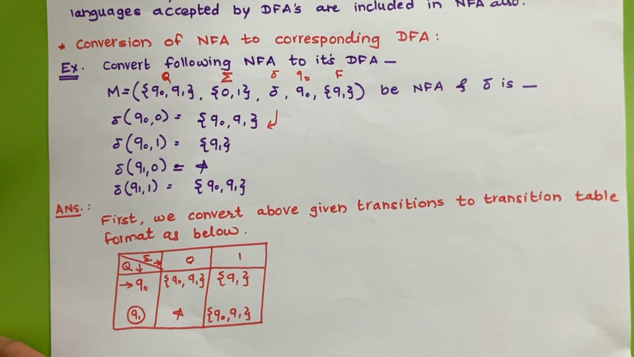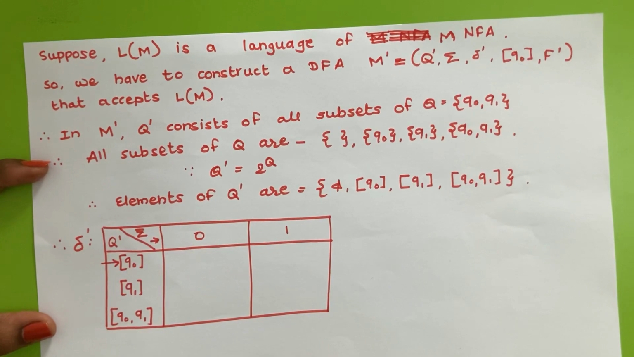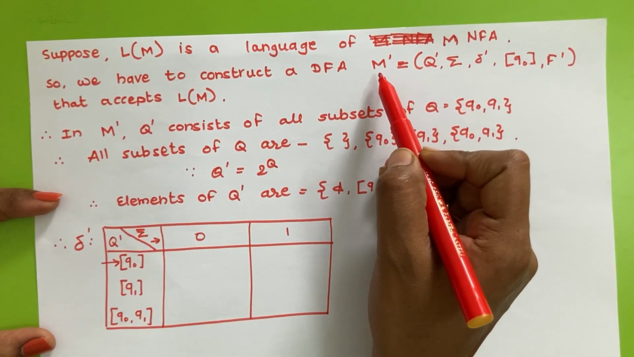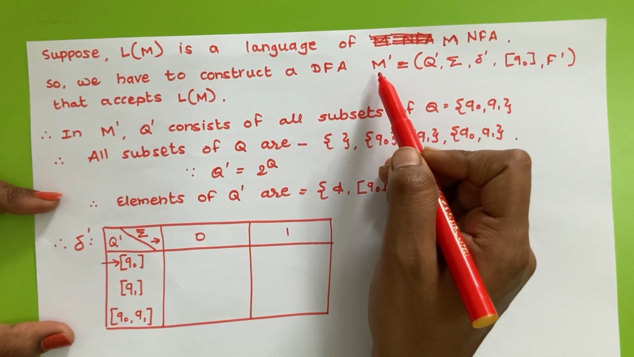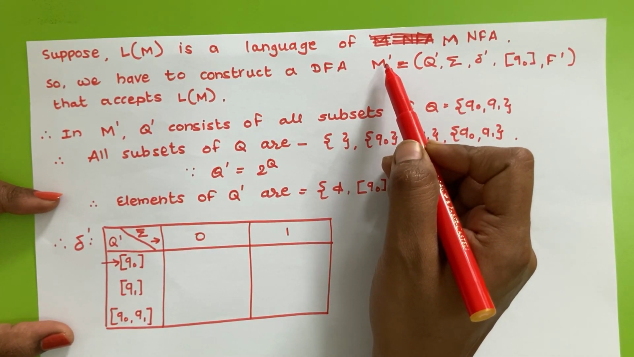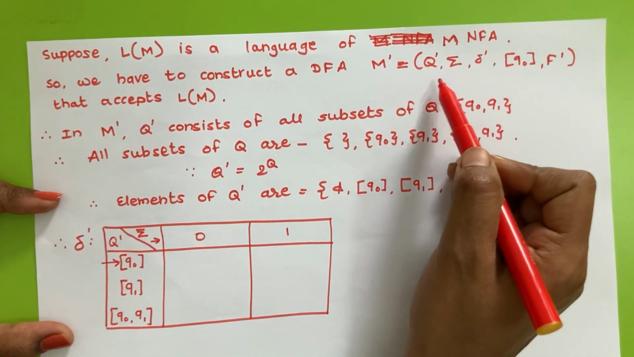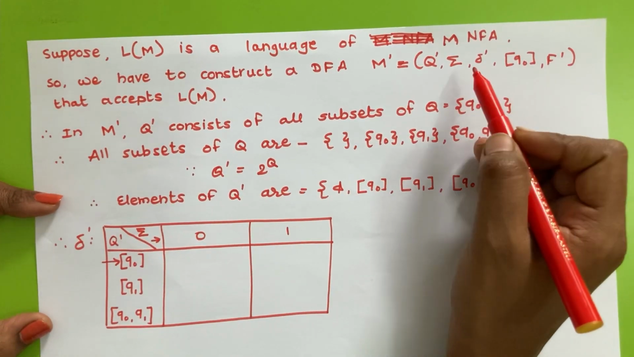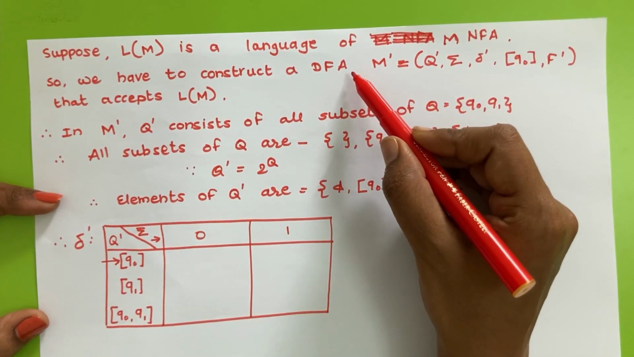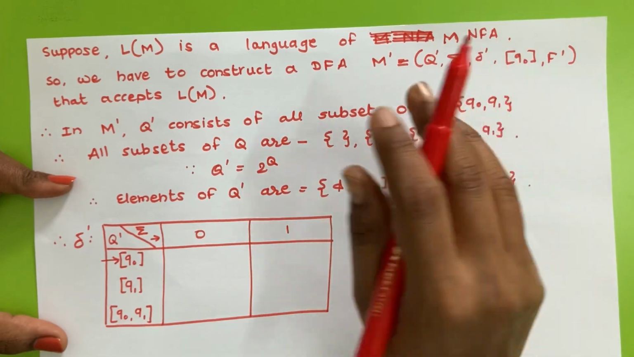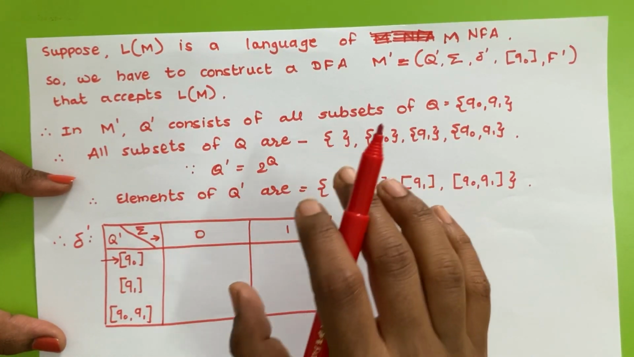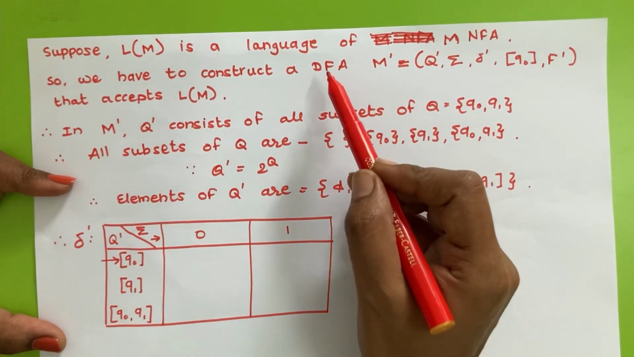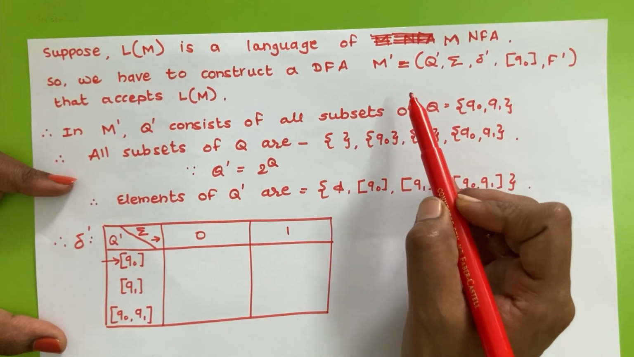Now we'll consider the new machine, that is the resultant machine, that will obviously be a DFA. So we'll take M dash as the resultant machine, which will be represented with the help of these tuples. Now here we have to find all 5 tuples related to the DFA. Because we have 5 tuples of the NFA, and from those 5 tuples we have to find the 5 tuples of the DFA, so we can get the resultant DFA.